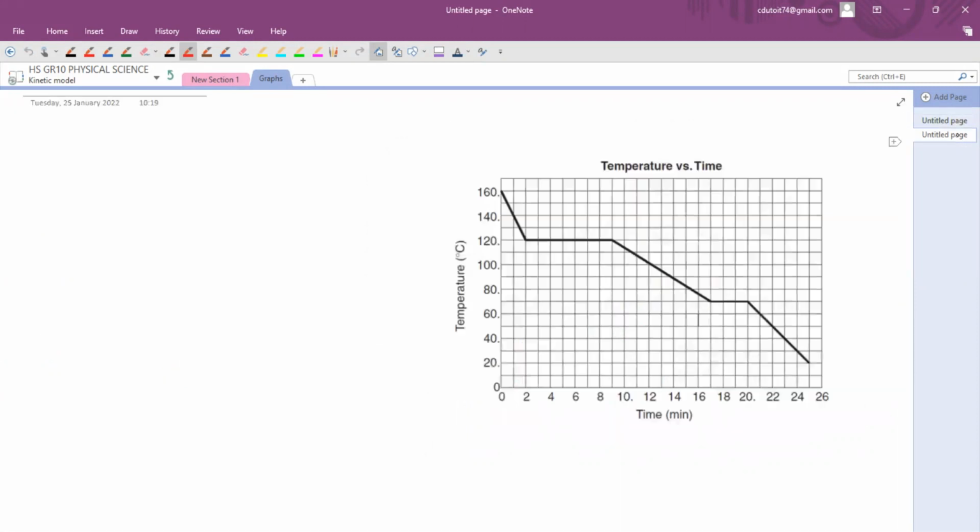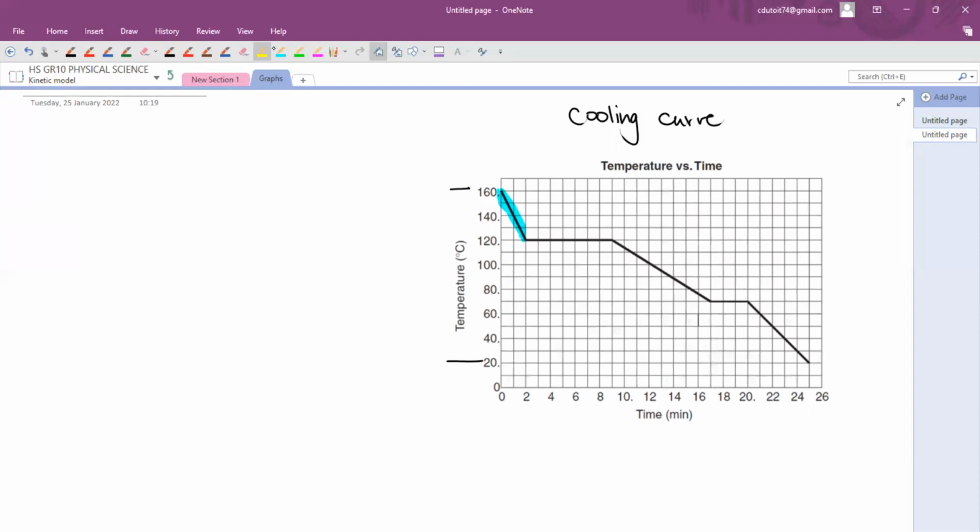Good. So look at this one. This is called a cooling curve. The other one was a heating curve. This is a cooling. Why is it cooling? Well, it goes from 160 degrees to 20 degrees. So the temperature is decreasing. That's why it's cooling. Can anyone tell me what is happening at this first blue part here?